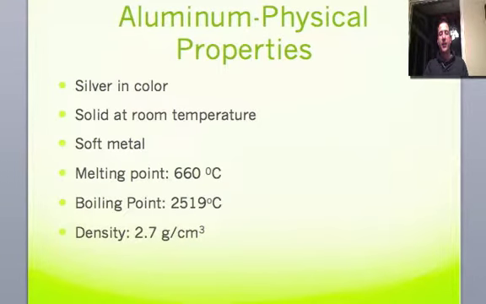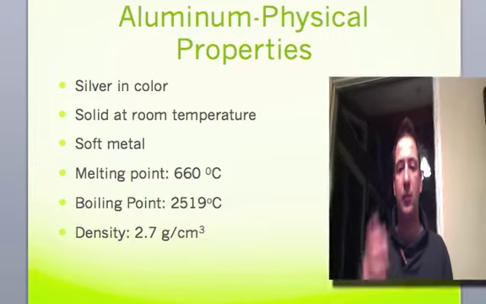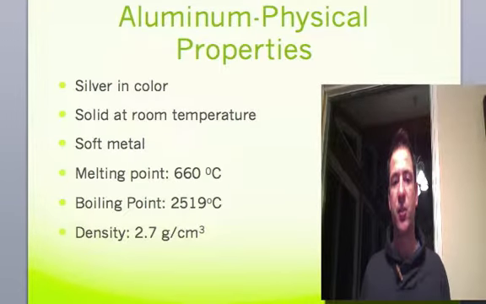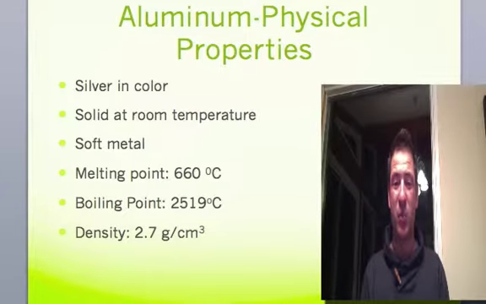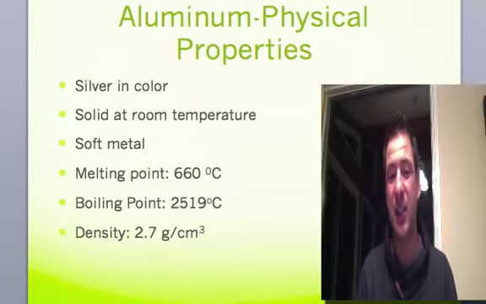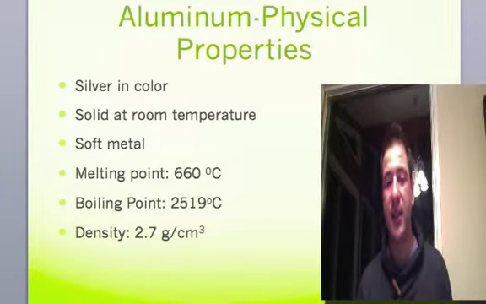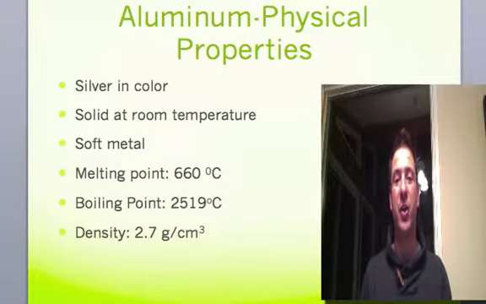If we take an example of aluminum, its physical properties: its color is silver, it's solid at room temperature, it's a soft metal, so it's not really hard, so it's not very dense. Its melting point is 660 degrees Celsius. Its boiling point is 2,519 degrees Celsius, and its density is 2.7 grams per centimeter cubed.